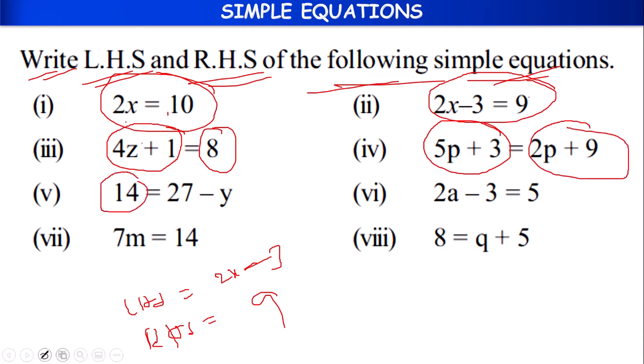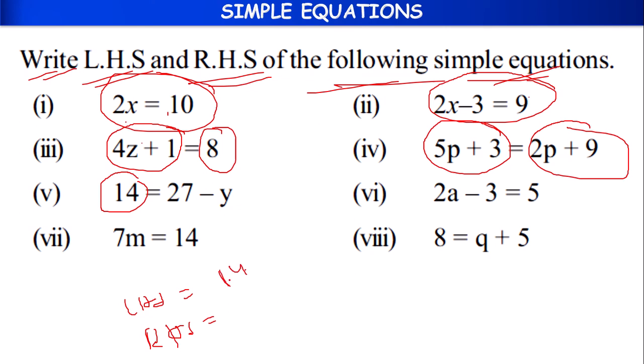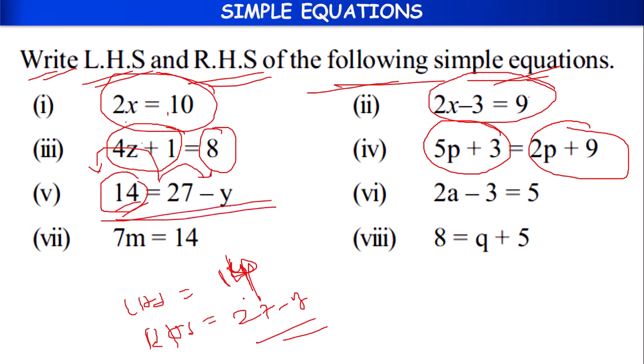LHS 14. So here in the fifth question, on the left hand side we have a number. So we have to write LHS 14 only. So there is no variable, it is not LHS, like that we should not think. It is on left hand side of equality sign. Though it is a number, it is considered as LHS. Right hand side we have 27 minus 5, which is RHS. So in this equation, variable is present in the RHS. That's all. So like this, children, if we know the equation, we can write LHS and RHS of any equation.